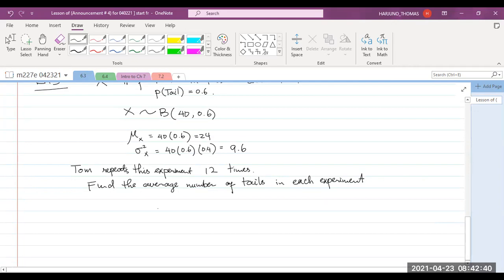Okay, you do the experiment 12 times. What is the average number of tails per experiment? You get the total number of tails divided by 12. Now, according to our theorem, the sampling distribution, according to our lesson, the average number of tails in each experiment will be equal to the average number of tails for that binomial distribution, which is 24.